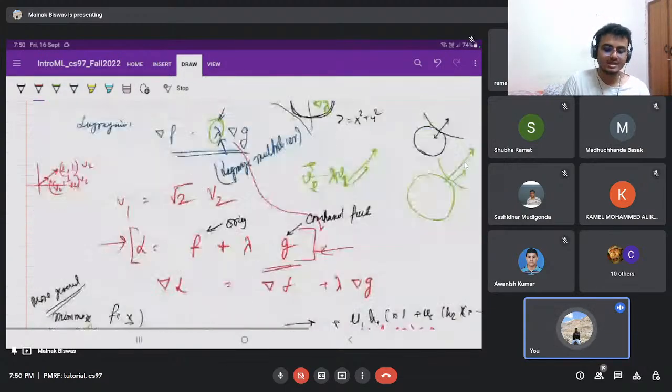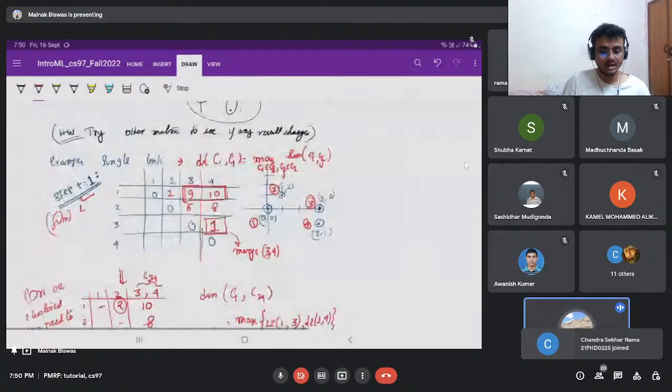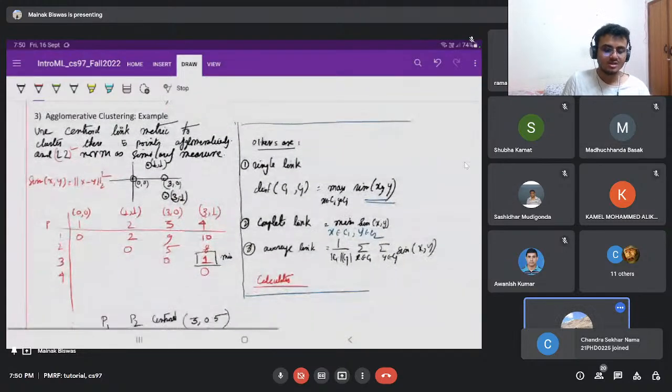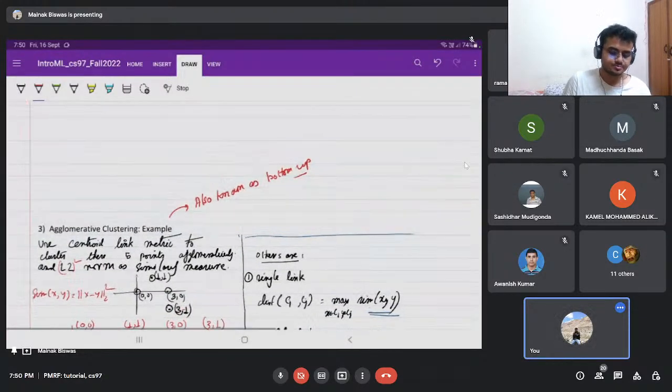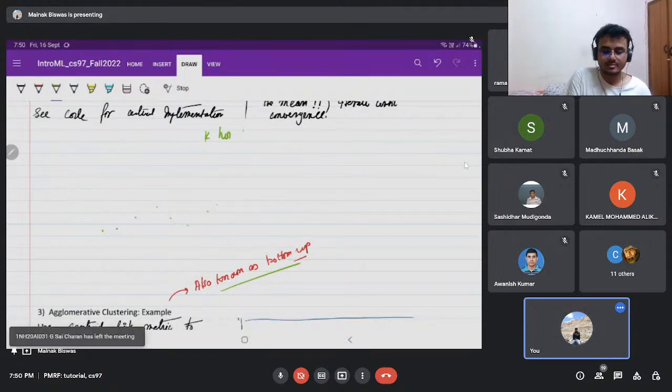Since we have had a lot of intense maths, let's try something on simpler lines now. We see something called agglomerative clustering, or bottom-up clustering. You are given points. In k-means, k has to be provided. This is a very big disadvantage.